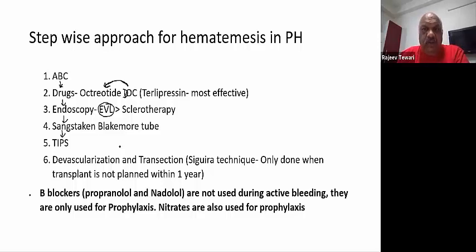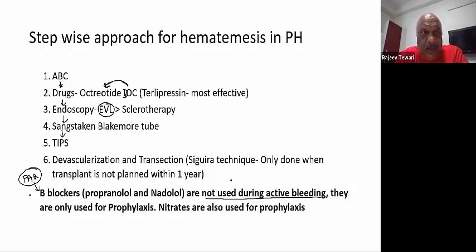The last line is important. Beta blockers, propranolol and others, or even isosorbide mononitrate, these drugs are not used during active bleeding. When you have a question which drug is not given during bleeding of varices, the answer is beta blocker. They are given, but they are given after you have stopped the bleeding. They are given for prophylaxis, not during bleeding. Okay, so remember this thing.